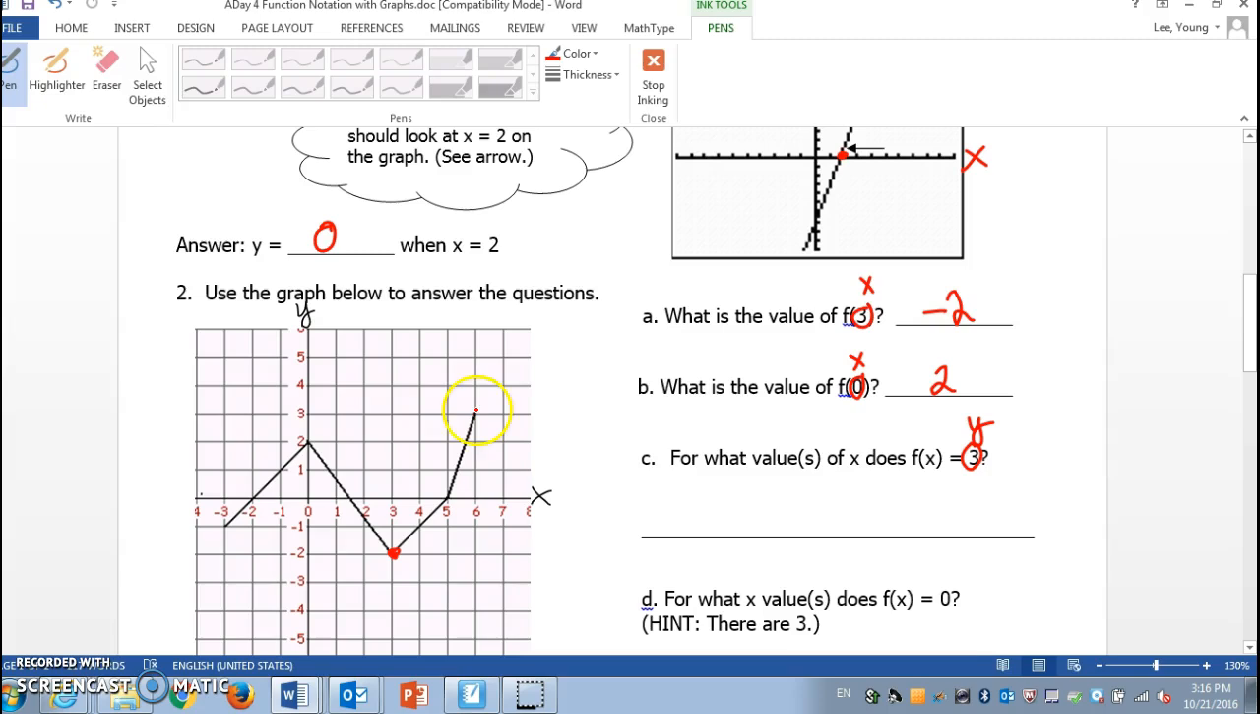Which x value has a y value of 3? Right here, correct? So the x value will be positive 6. Okay? Because this ordered pair is (6, 3). So when y is 3, the x value is 6.